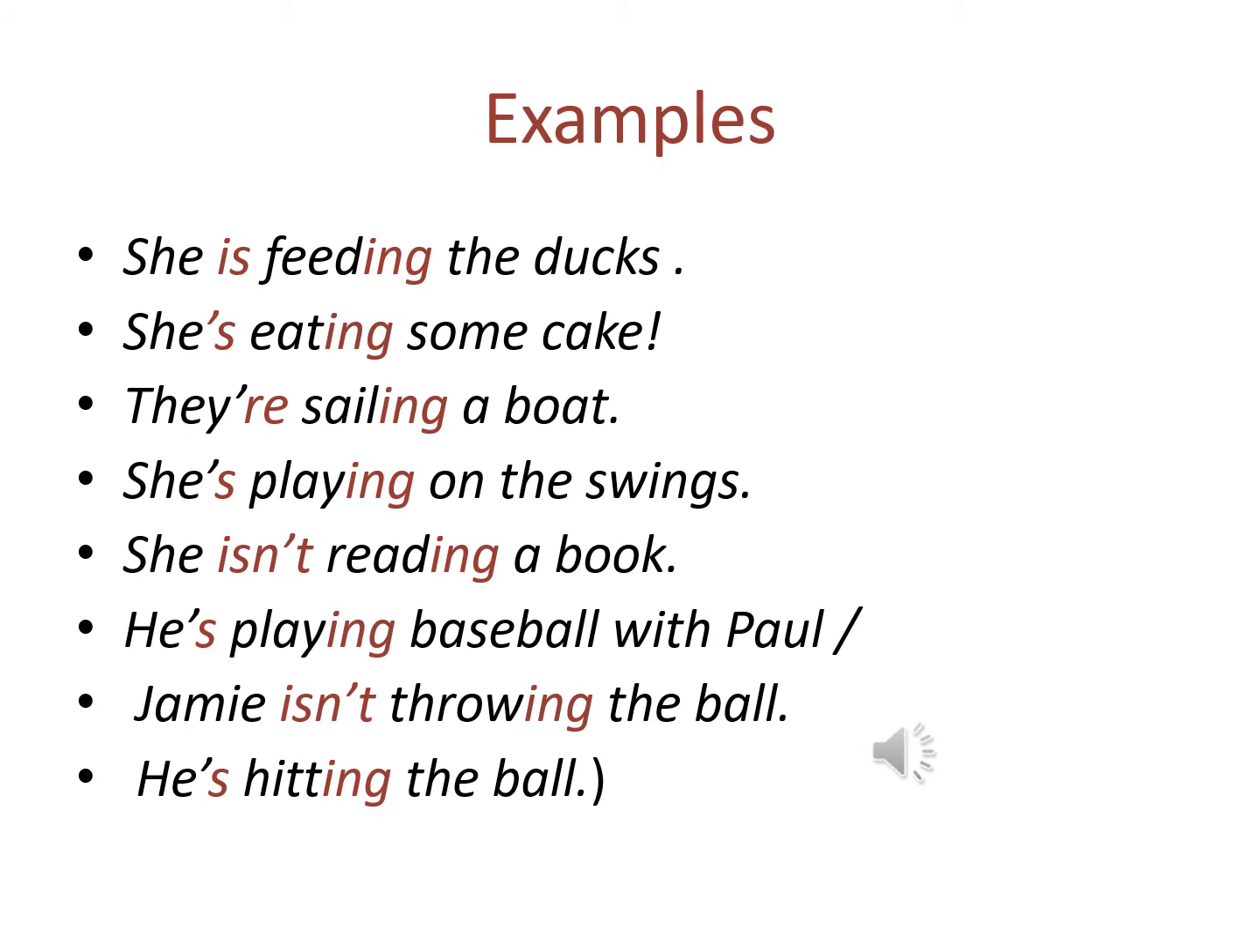Here are some examples for the present progressive. She is feeding the ducks. As you notice here, we use the verb to be is and we use the verb feed and add ing to the verb. Look at number 2. She's eating some cake. Also here, as you notice, we use apostrophe S. This is verb to be. Apostrophe S stands for is, and we add the ending ing to the verb eat.